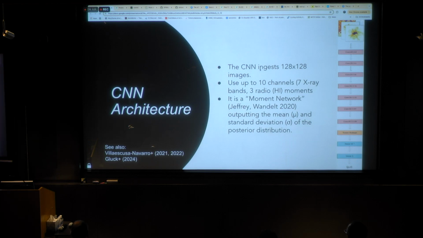So the CNN architecture is based upon previous work by Paco and modified by Naomi Gluck to ingest images of galaxy halos, and has been further modified by Calvin to take many multi-channel, multi-wavelength images from different potential telescopes. And it is a moment network outputting the mean and the standard deviation of the posterior distribution.